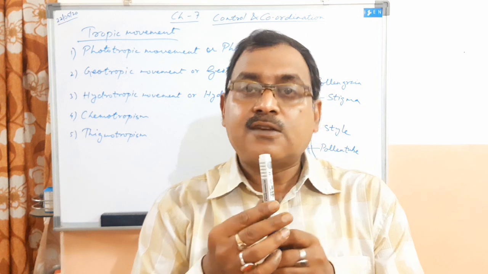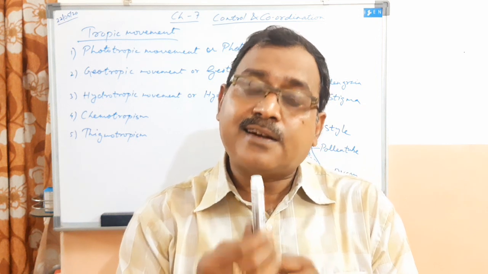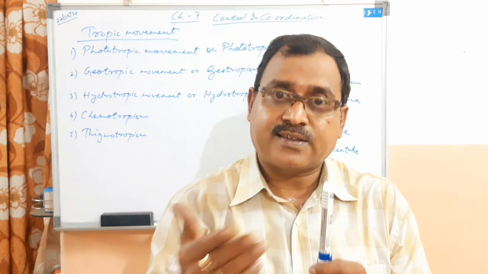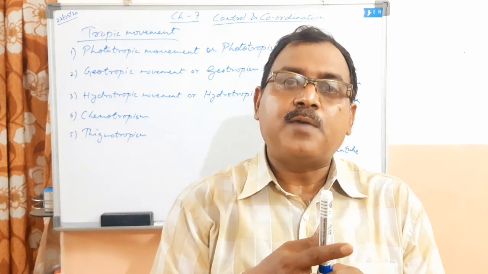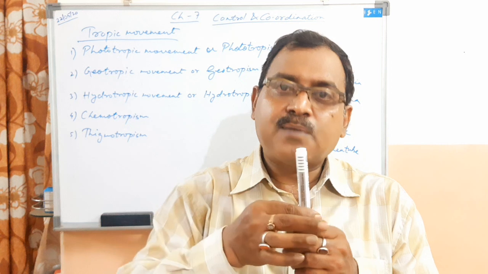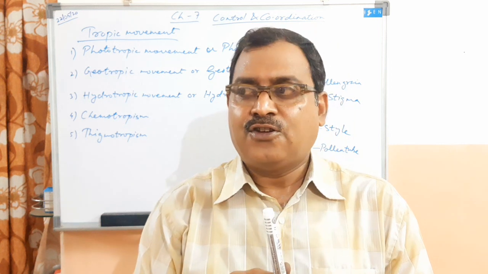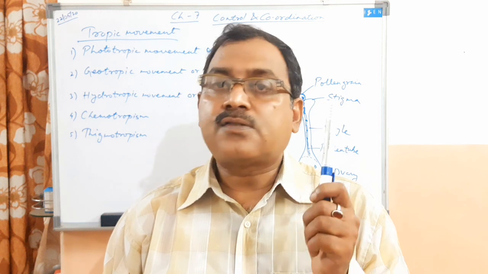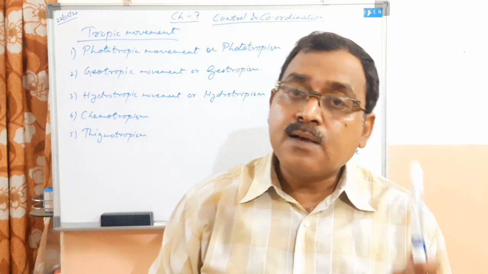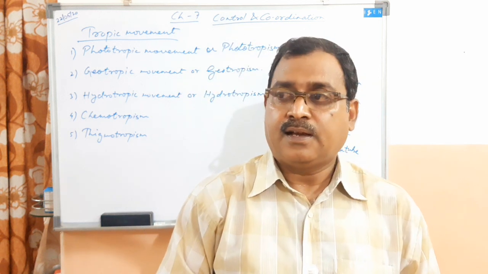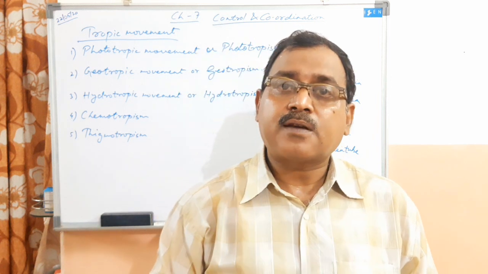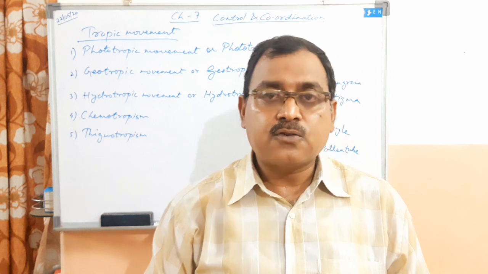So this is also a movement, but here it is a growth movement, right? The plant is also growing at the same time. So this movement is due to the stimulus of touch. So such a type of movement is called thigmotropism. Clear, children?